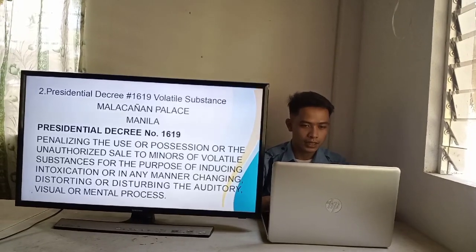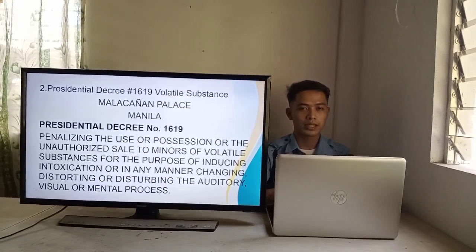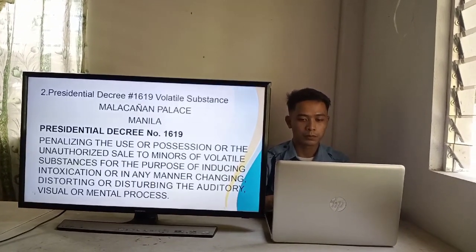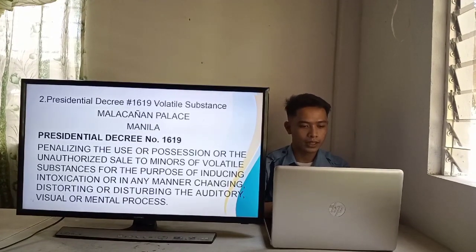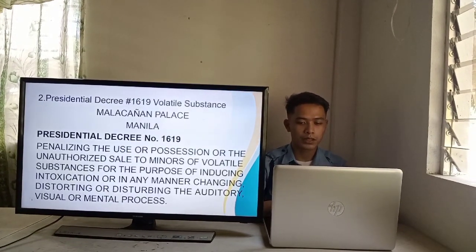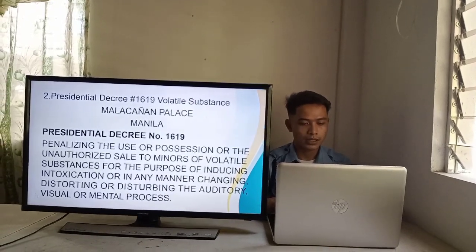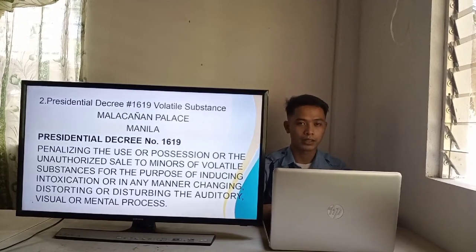Number 2, Presidential Decree number 1619, Volatile Substance, Malacañang Palace, Manila. Presidential Decree number 1619 penalizes the use, possession, or unauthorized sale to minors of volatile substances for the purpose of inducing intoxication or in any manner changing, distorting, or disturbing the auditory, visual, or mental process.